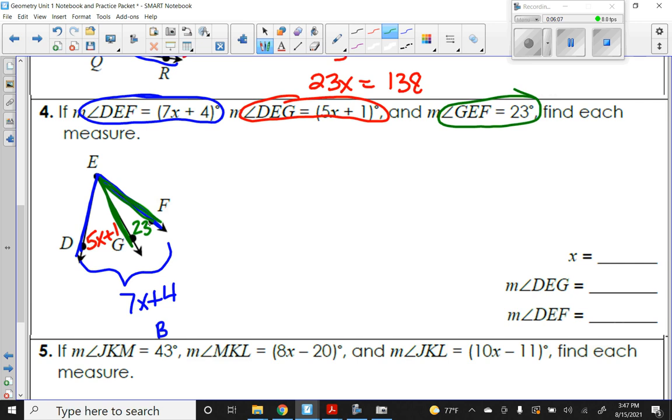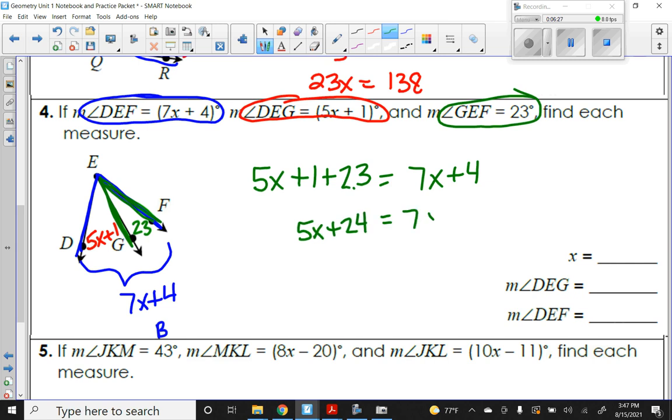So I have my 7x plus 4 alone on the side, and my two littles over here. Little plus little equals big. I could have just written 5x plus 24. I could have just added those like terms together to get started. And then you solve for x and plug in x where you need it to find your two measures.